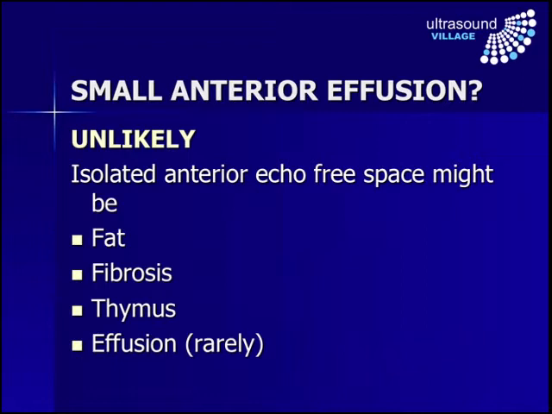And if you increase the gain on your machine, you can usually see some echogenicity to that structure. Fibrosis can give a similar appearance, and a thymus can also appear similarly. Rarely you may get an anterior loculated effusion, but it's actually very uncommon.